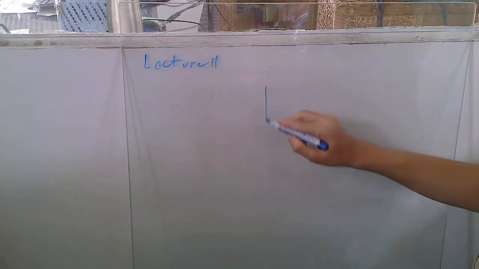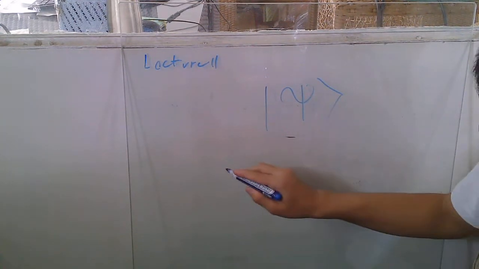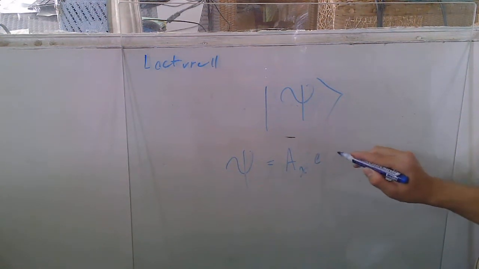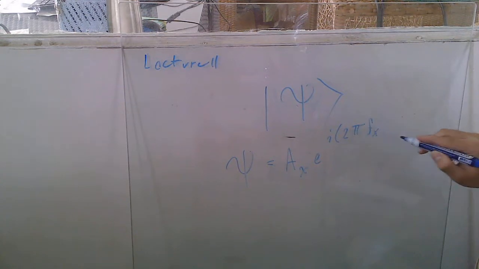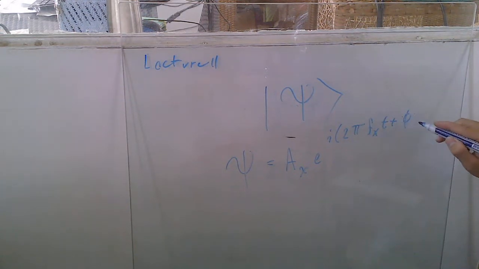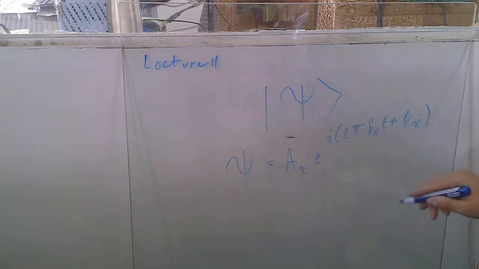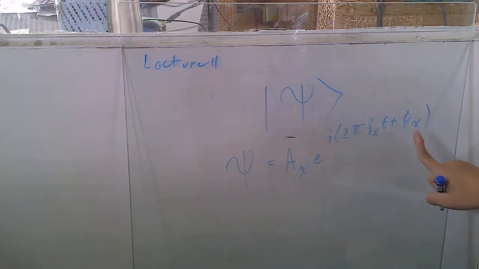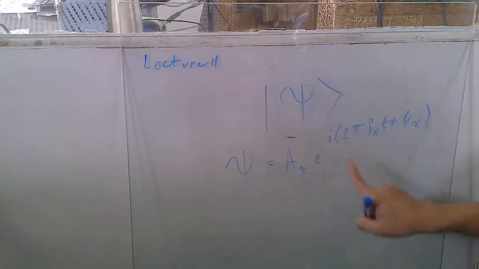Alright, so quantum states. Quantum states are denoted by a ket vector plus a wave function. And the wave function can be characterized as a_x times e^(i(2π f_x t + φ_x)). This is some function that gives us a wave-type thing, or a decaying wave-type thing. The reason I'm saying that is because e to the i, this expression, basically equals the cis function of this thing here.